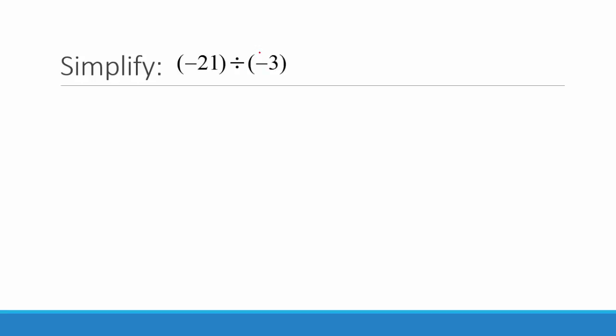We're dividing. The signs are the same, so we will get a positive number. 21 divided by 3 is 7, so -21 divided by -3 is 7. Simplify 54 divided by -6. In this problem we have a positive divided by a negative, so our answer will be negative. 54 divided by 6 is 9, so 54 divided by -6 is -9.